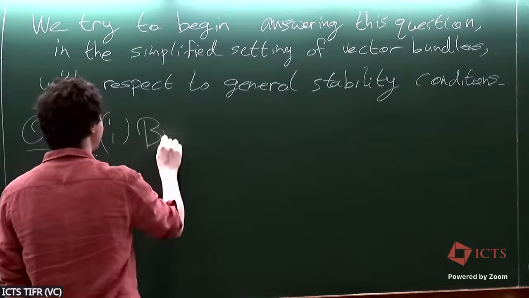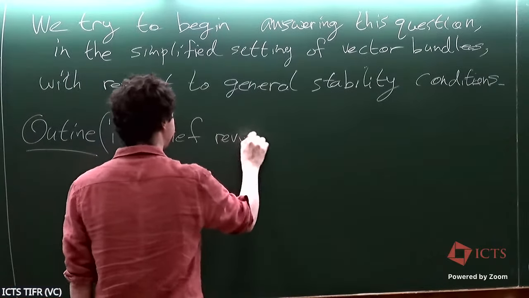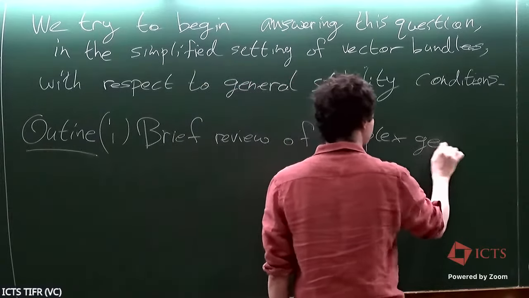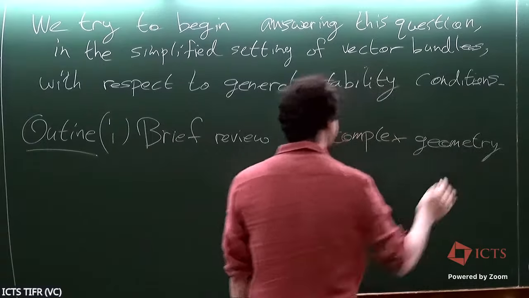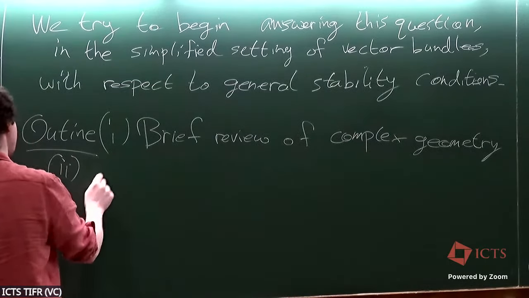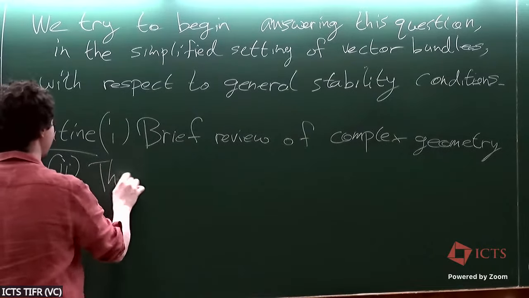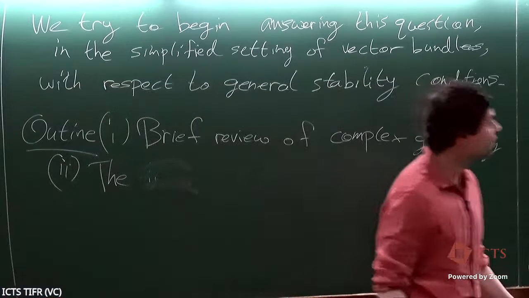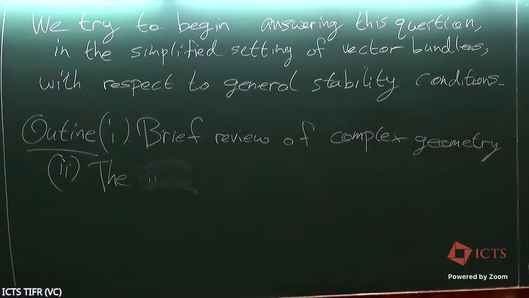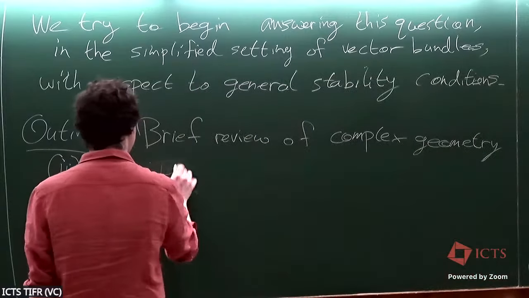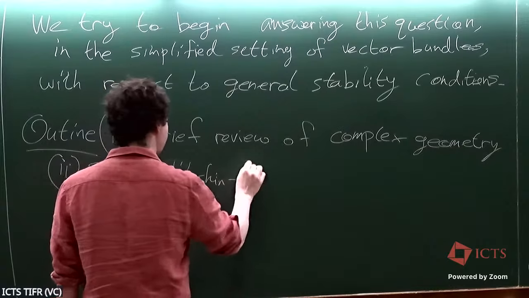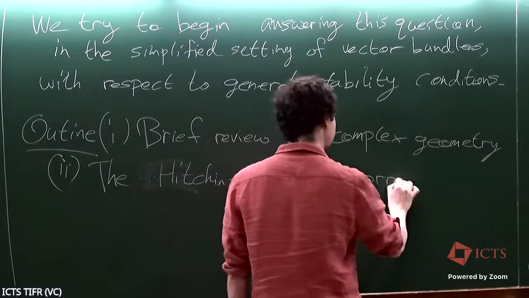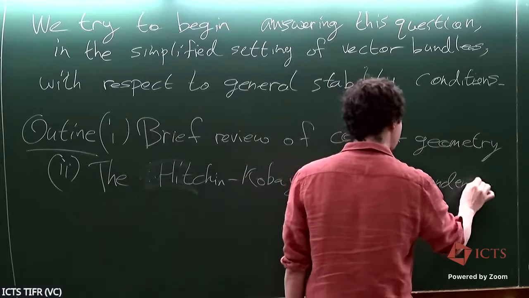So I'll give a very brief review of complex geometry, the basic definitions and ideas of complex geometry. And secondly, I'll talk in detail about the Hitchin-Kobayashi correspondence, or at least enough to let you understand what Hermite-Einstein metrics are and what slope stability really is.